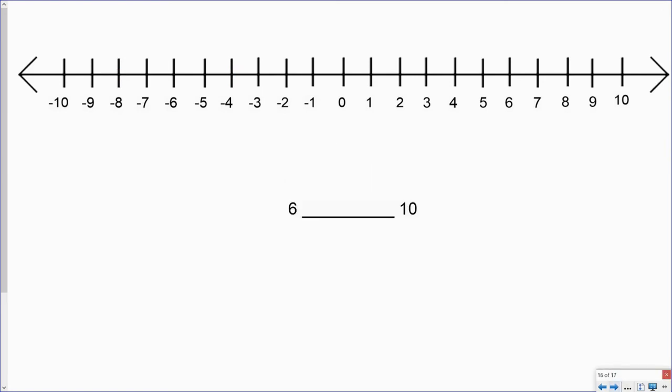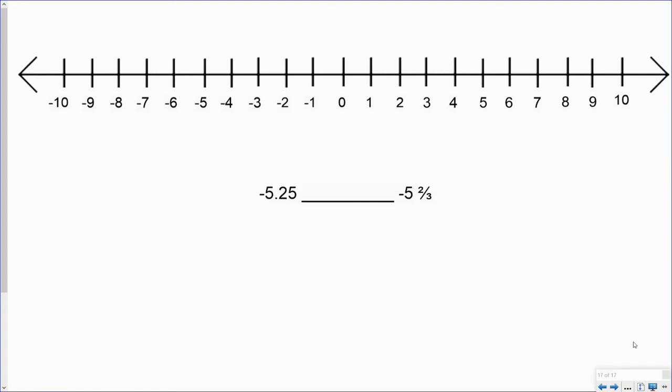Here I have 6 and 10. Well, 6 is right here on the number line. 10 is right here on the number line. And again, as I go right on the number line, my values increase. So that means 10 has a greater value than 6. So 6 is less than 10. And again, it's opening towards the 10, and it's got the point towards the lesser number.